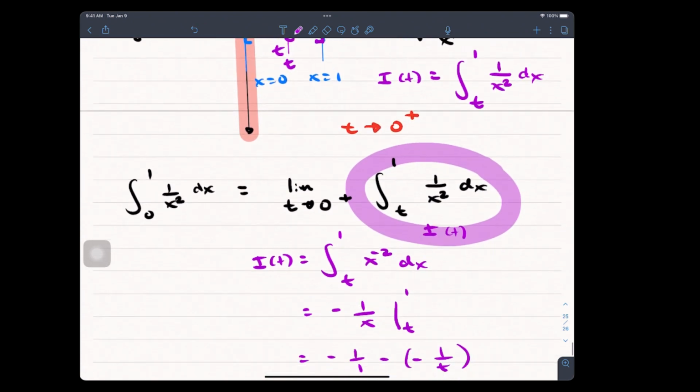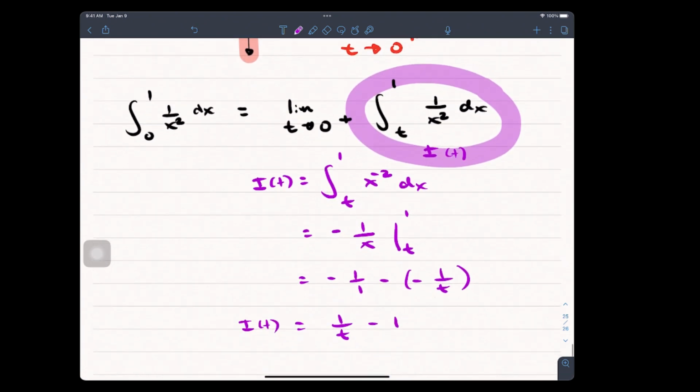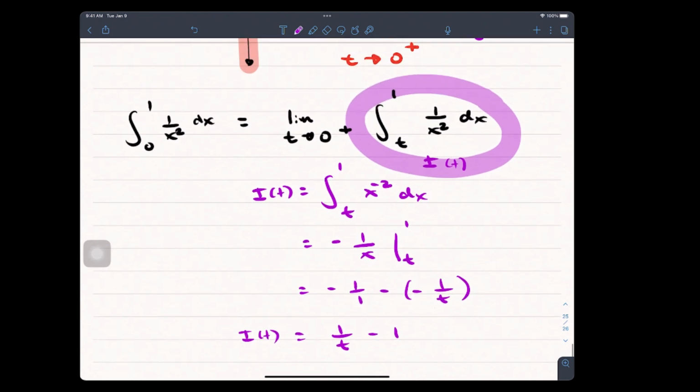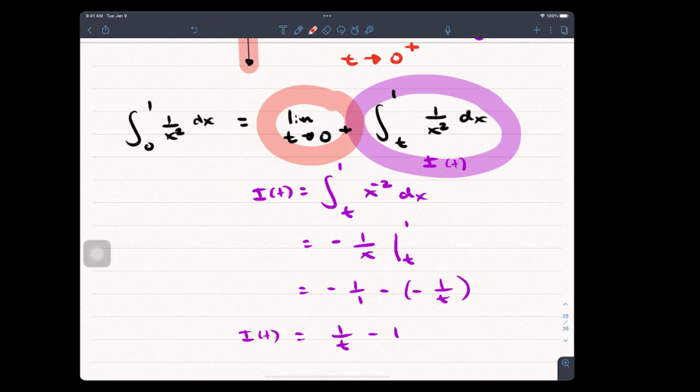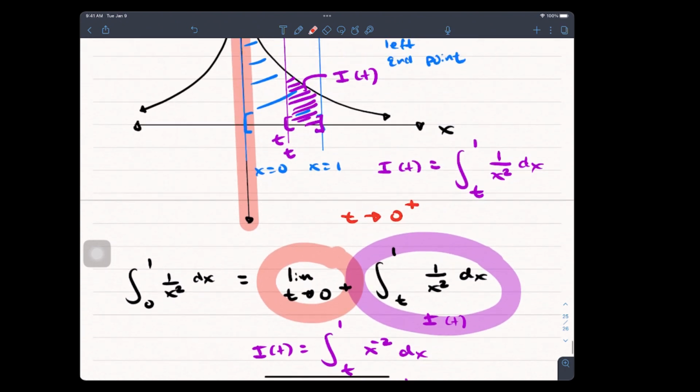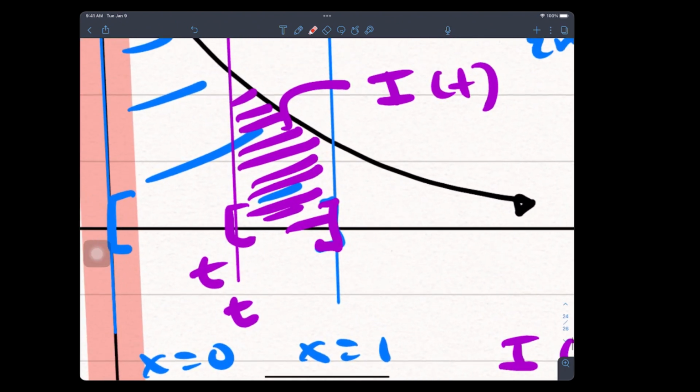Okay, you guys okay with this one? So far, so good. Now, let me ask you guys this question here. Now, what you do is the what? You have to apply the limit now. Because remember, you found just I of t. It's just this right here.